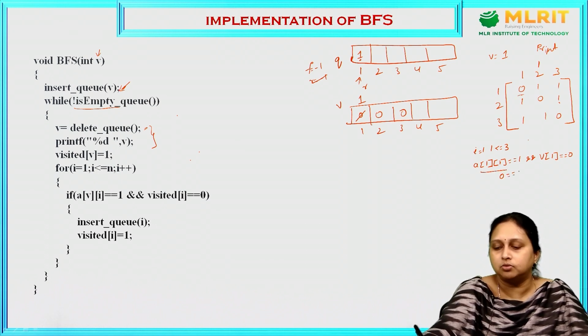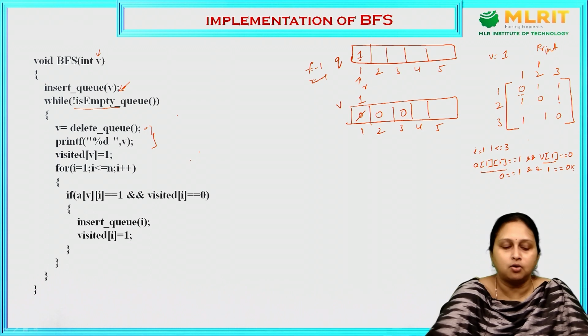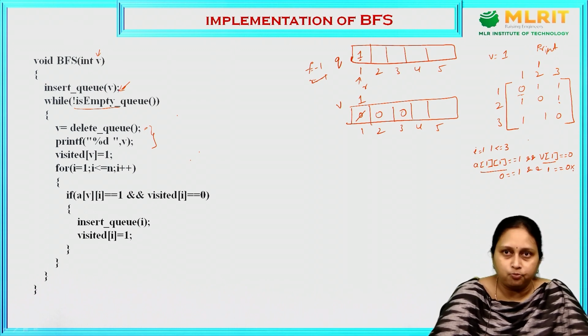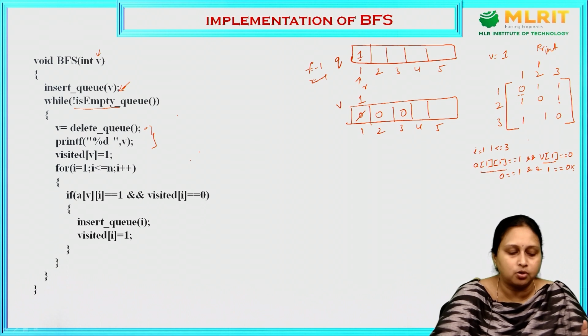Is 0 equal to 1? No. And visited of 1 value is 1. Is 1 equal to 0? No. It will not enter into the if block. Now the for loop will be repeated. The for loop iterates because the condition has not failed.